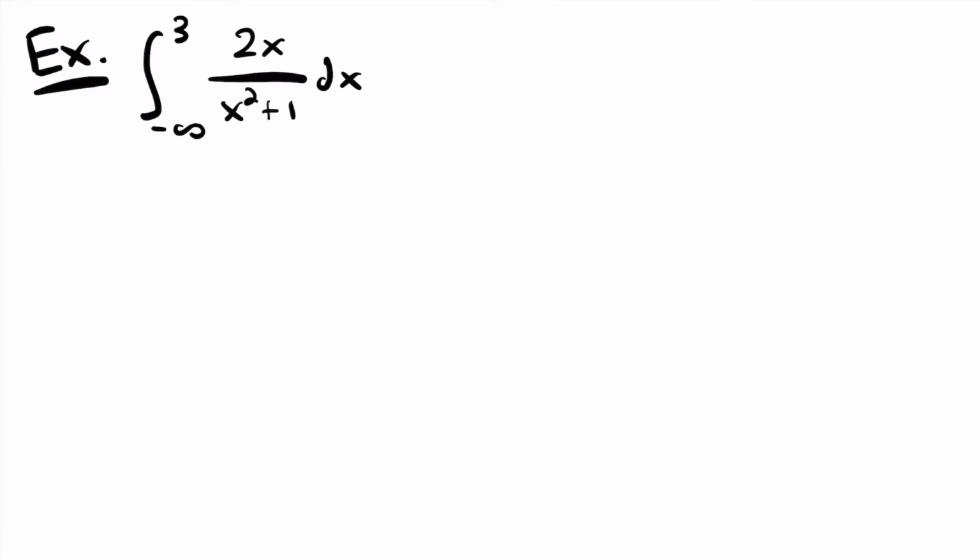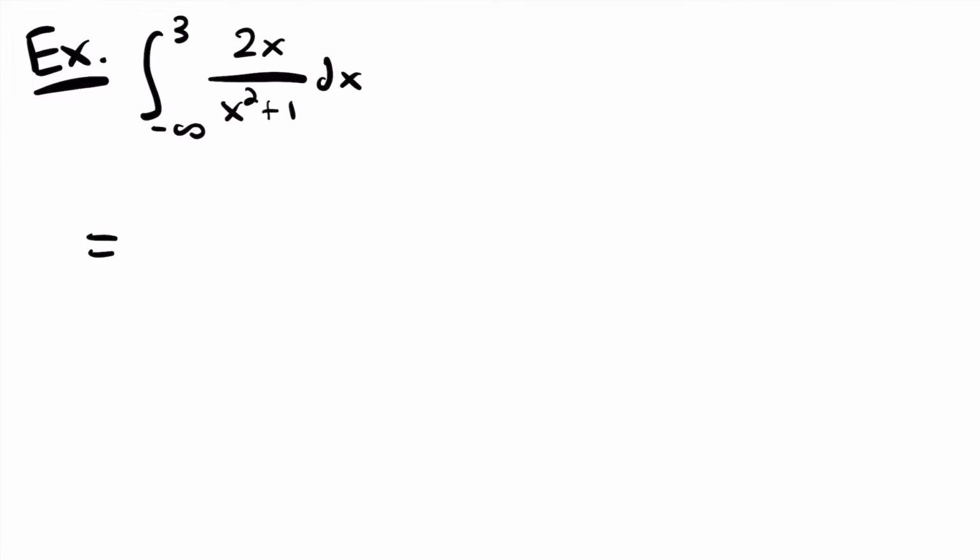So here's our next example. We have the integral from negative infinity to positive 3 of 2x divided by x squared plus 1 times dx. All right, so once again, we know we have an improper integral because our lower bound is negative infinity. We have an infinite bound, and so we have an improper integral. So we need to rewrite our integral by introducing a limit for that lower bound.